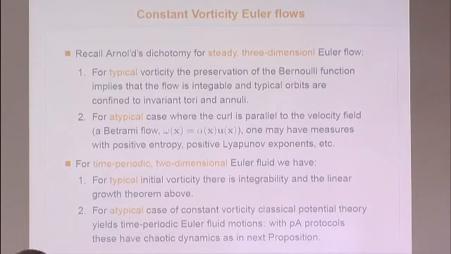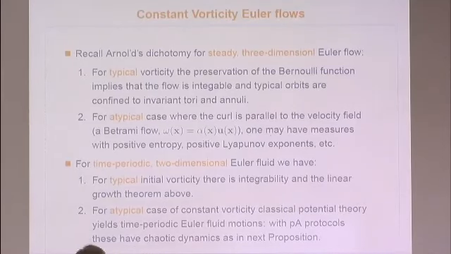And again, some part of this was certainly inspired, as I said already, by what Arnold did with steady Euler flows in 3 dimensions. So let me remind you again, a version that I'll tell you here is that for typical vorticity, the preservation of the Bernoulli function implies that the flow is integrable and typical orbits are confined to invariant tori and annuli. All right, so this is kind of the typical case, the non-Beltrami case.